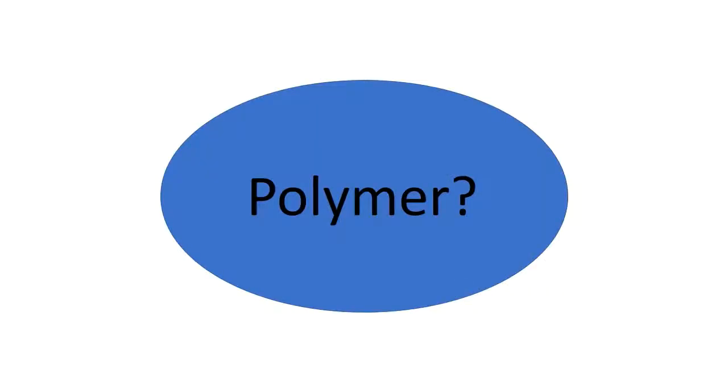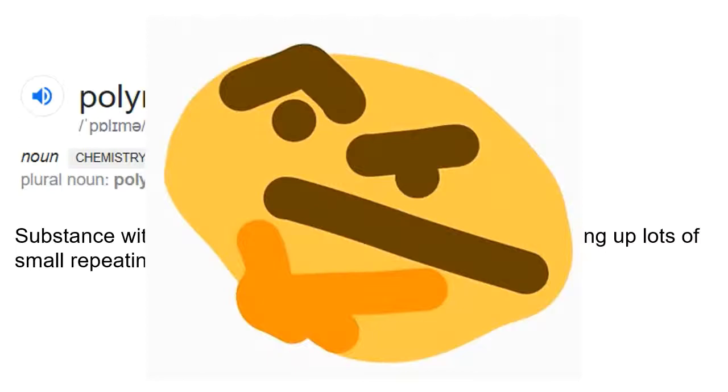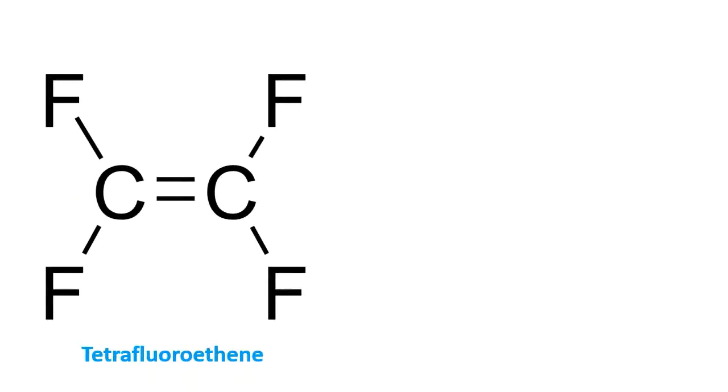So, what is a polymer? Well, it's a substance made up of many repeating units, called monomers. But really, what is that? Here's an example. This is tetrafluoroethene.